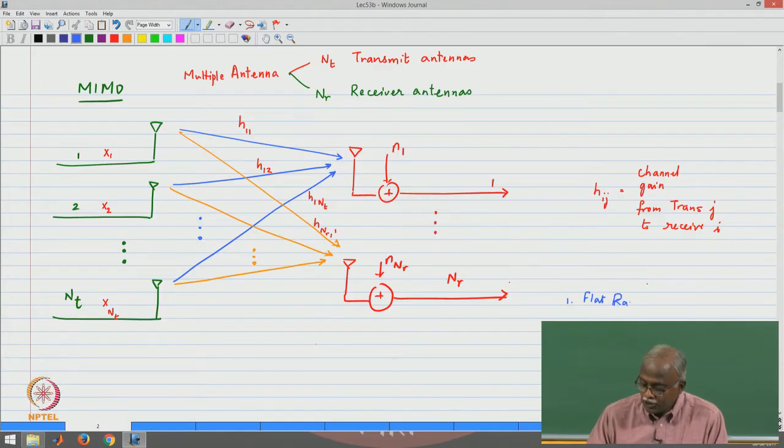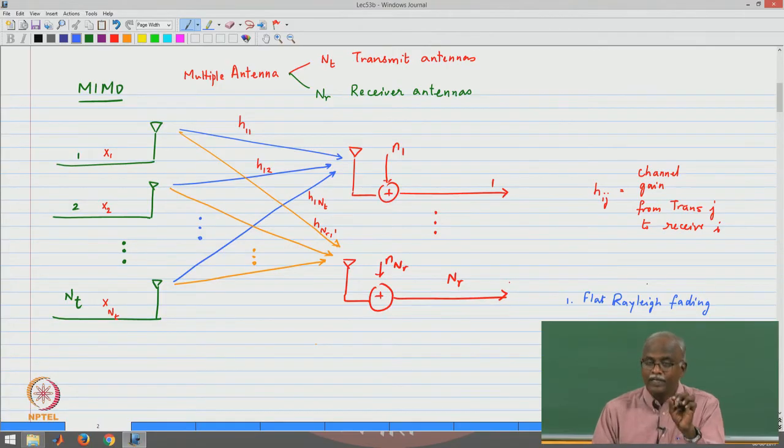That means each of the channel transfer functions Hij from the jth transmit antenna to the ith receive antenna is a single Rayleigh distributed complex gain coefficient. So, it is a flat Rayleigh fading channel. The entire channel is represented by a matrix where each entry Hij is a Rayleigh random variable.